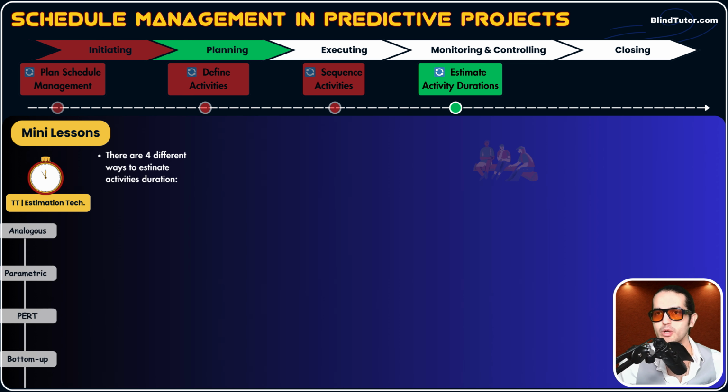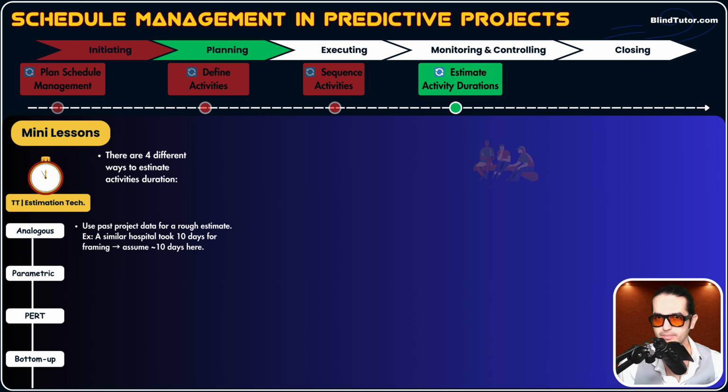One of these 4 estimation techniques. Number 1, analogous estimation. This is the easiest estimation technique, guys. What's analogous estimation? It means you use past projects data, similar past projects data. I think it rings a bell. OPA. These are like the same family. Analogous means using similar past projects data.